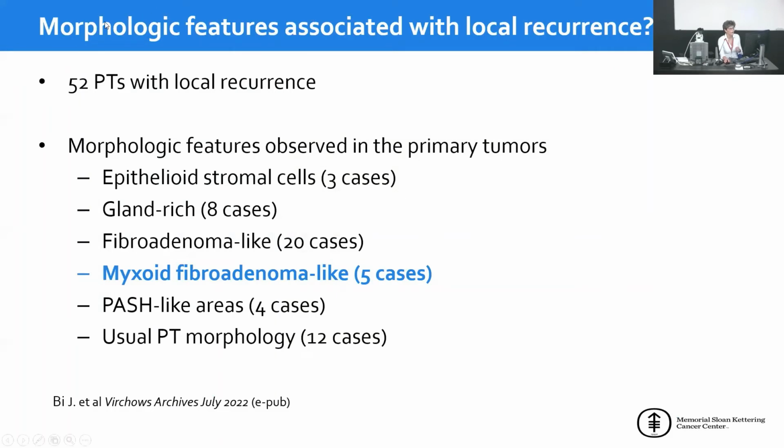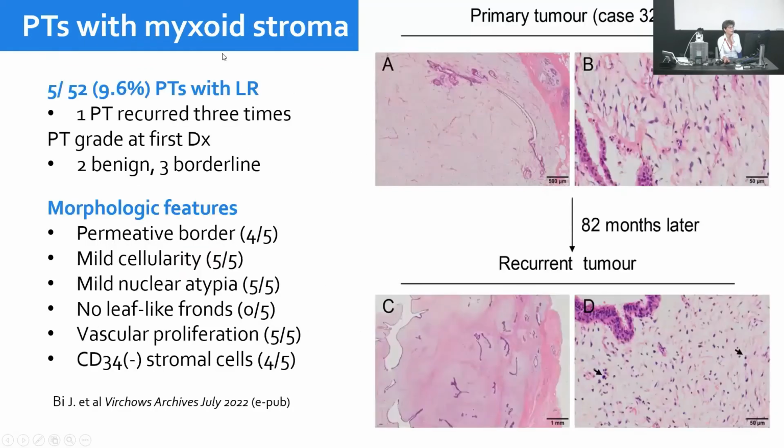I want to point out also some features that were found. This is a recent study of a group of 52 Phyllodes tumors that had local recurrence. They identified different features. They had a few cases, but I wanted to point out this myxoid fibroadenoma-like morphology in 5 cases. And these 5 cases were Phyllodes tumors that recurred. One Phyllodes recurred 3 times. And the initial grade at first diagnosis was benign Phyllodes or borderline.